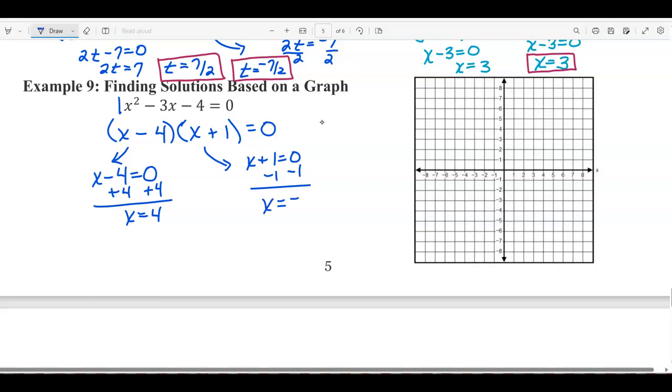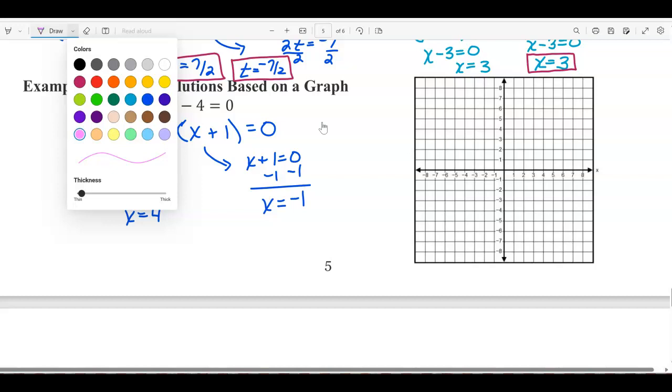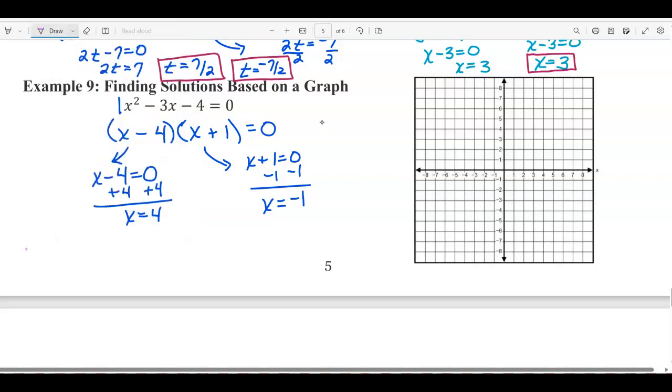So we know what the solutions are, but we've been asked what that means graphically. So when we have solutions, this 0 that everything gets set to is actually the y value on the graph. So I can take the x value 4 and pair it with the y value of 0. I can take the negative 1 and pair it with 0, which means this graph will pass through the points of negative 1 and 4.